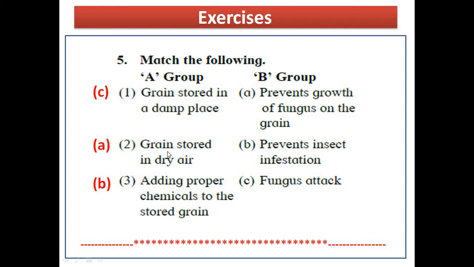Number 2, grain stored in dry air. Answer is option A, prevents growth of fungus on the grain. Number 3, adding proper chemicals to the stored grain. Answer is B, prevents insect infestation.